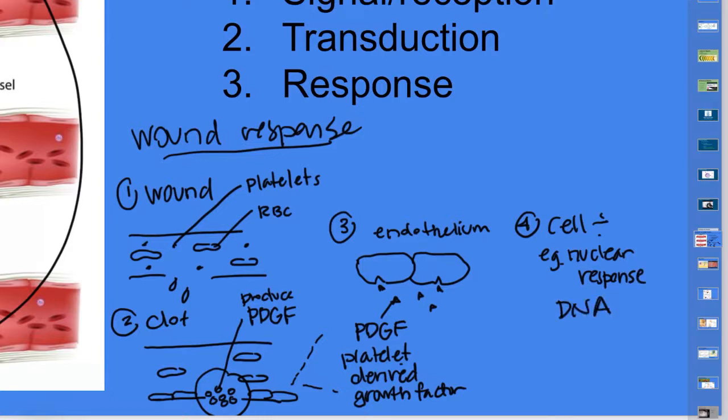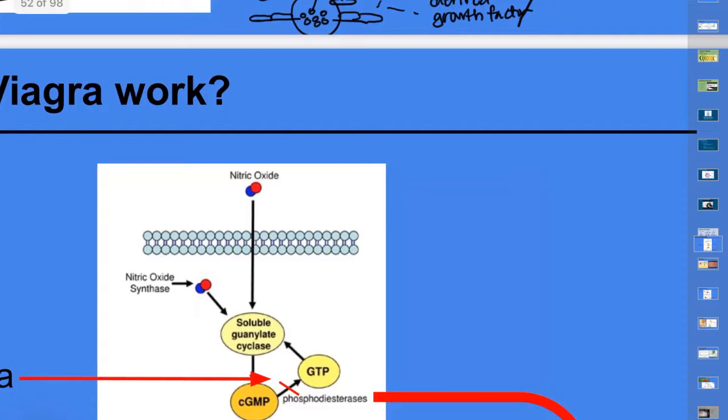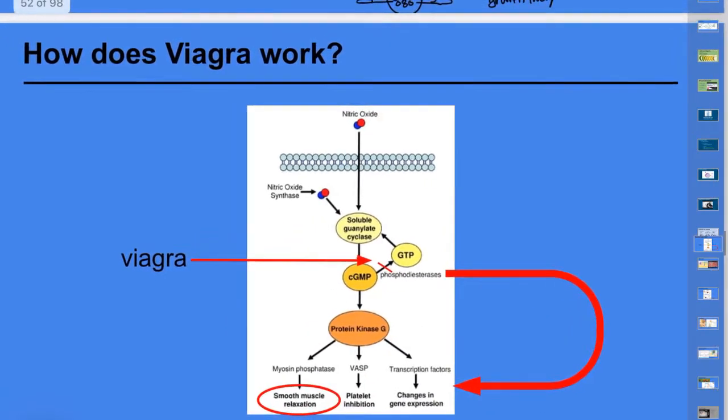Now, a specific example, what does that mean? It's a whole bunch of things that happen. If it's a nuclear response, then it would turn on DNA replication. And we're going to talk about DNA replication towards the end of this unit. Okay, so that's number 5.